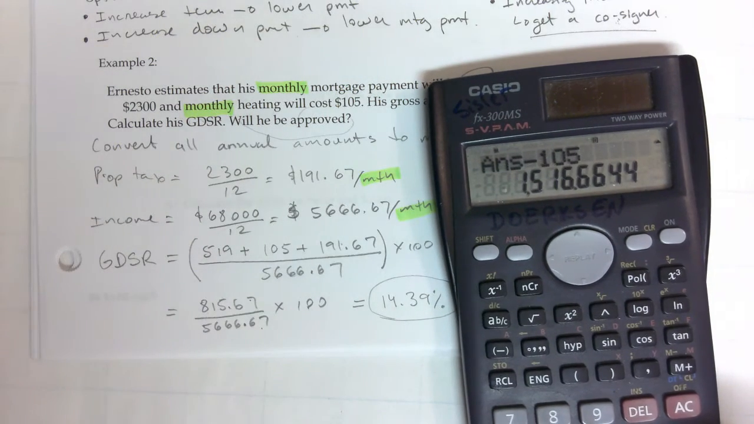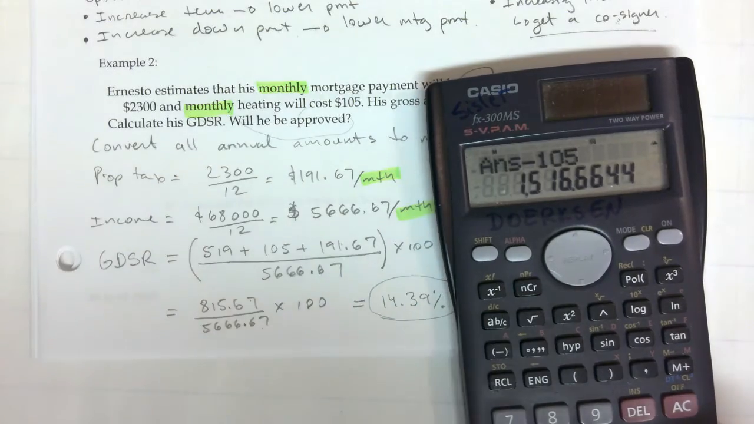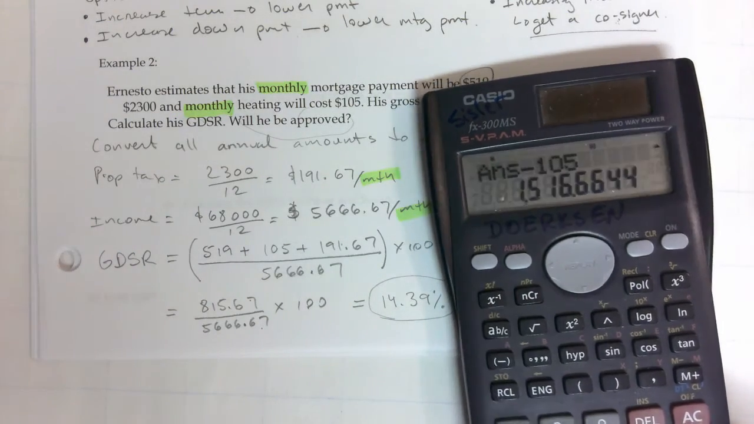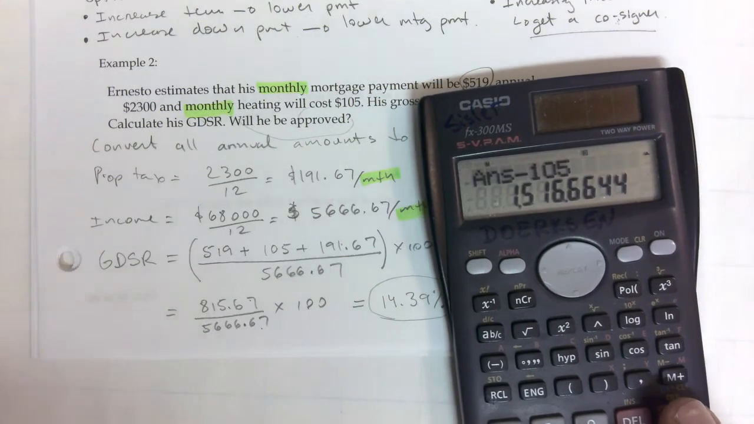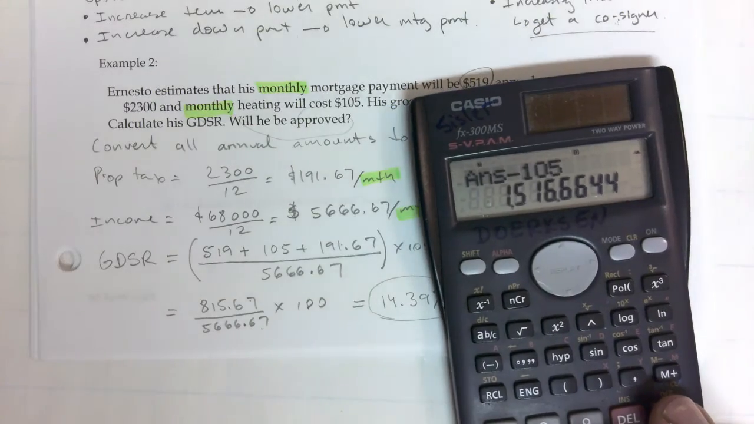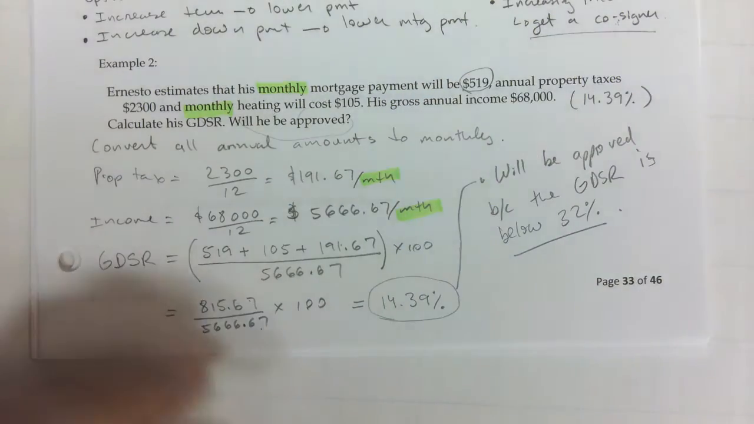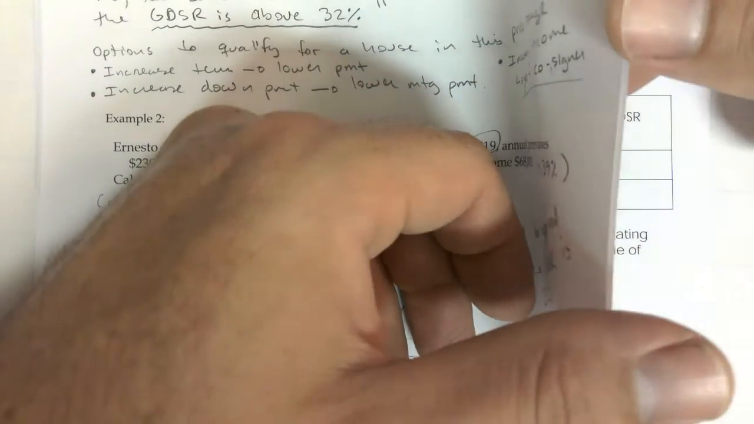If you wanted to see how far you can stretch your payment and still be all right, it would be this. That would make you fall right on 32%, which means you're still fine. If you fall right on 32%, you would still be approved, but you cannot be above.